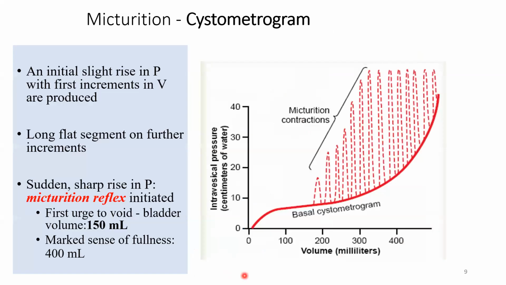Okay. Now this is the cystometrogram. So basically, first you need to understand what kind of a graph this is. This is a pressure volume graph. You would remember that you had a similar sort of concept in lungs when we were discussing compliance. Compliance is also a pressure volume graph.